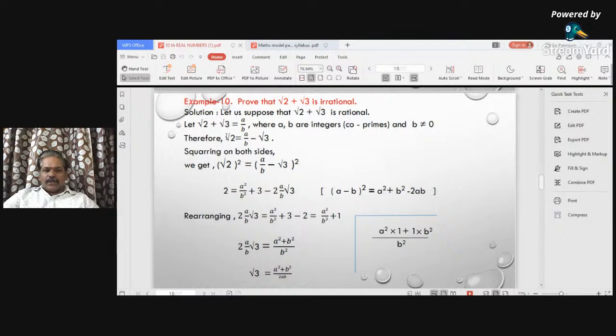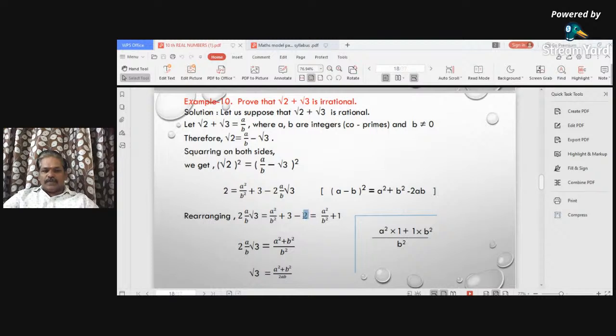So keeping this root 2 on the left hand side, bring this root 3 to the right hand side: a by b minus root 3. Squaring on both sides, we get root 2 whole square is equal to a by b minus root 3 whole square. By the (a minus b) whole square formula, a minus b whole square is equal to a square plus b square minus 2ab. A square by b square plus 3 minus 2a by b root 3. By rearranging and simplifying, we get 2 of a by b root 3 is equal to a square by b square plus 3 minus 2.